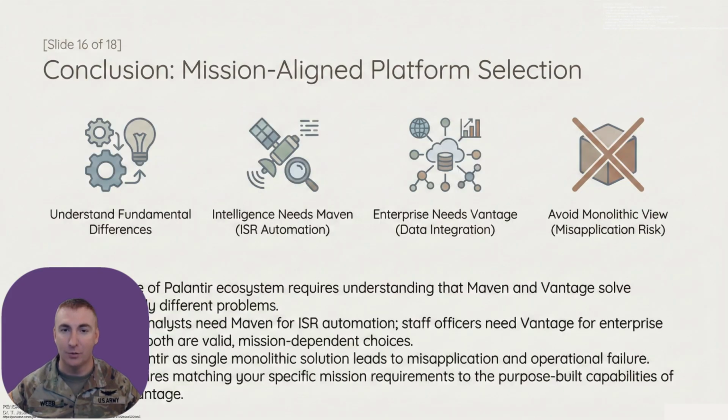Final takeaway for operational leaders: effective use of Palantir ecosystem requires understanding that Maven and Vantage solve fundamentally different problems. Intelligence analysts need Maven for ISR automation. Staff officers need Vantage for enterprise integration. Both are valid, mission-dependent choices. Treating Palantir as a single monolithic solution leads to misapplication and operational failure. Success requires matching your specific mission requirements to the purpose-built capabilities of Maven or Vantage.